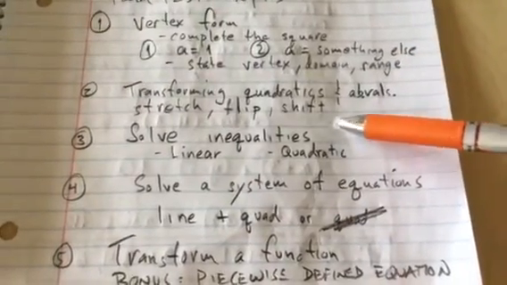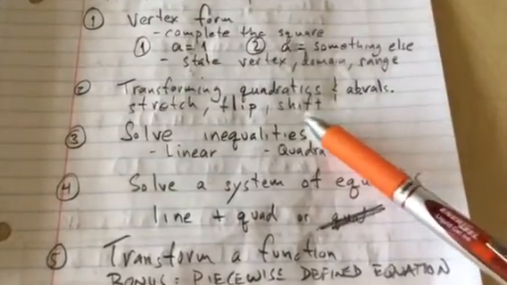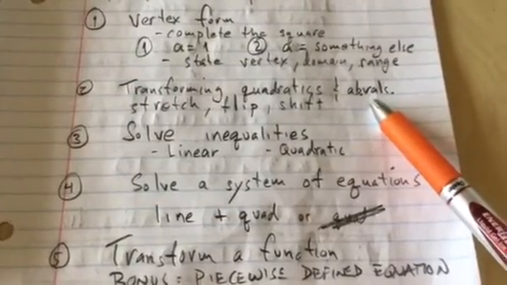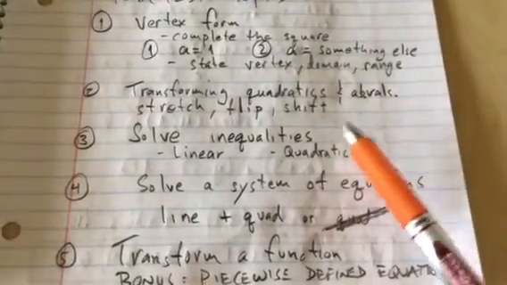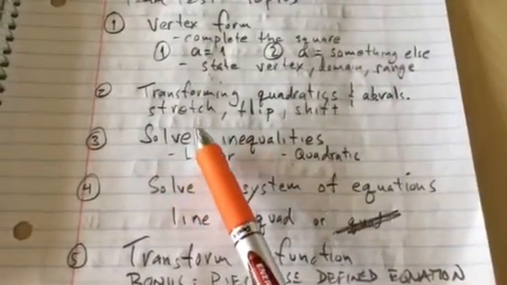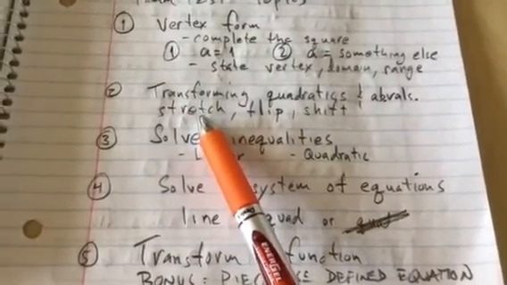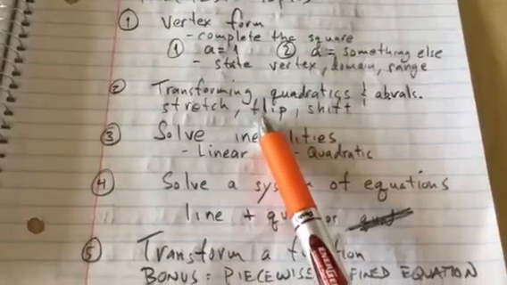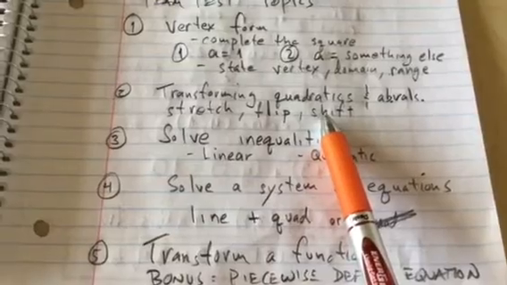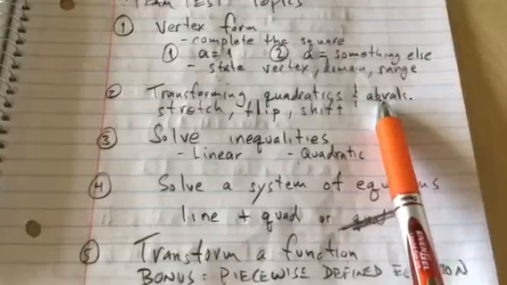I'll also have a couple of questions that are related to this idea of transforming quadratics and absolute value functions specifically, either by giving you an equation and asking you to describe the transformations, or kind of the reverse of that. I'll describe the transformations and you write the equation. And the transformations will be stretching or compressing, flipping it upside down across the x-axis or not, or shifting it horizontally or vertically. Okay? And that could apply to quadratic functions and absolute value functions.